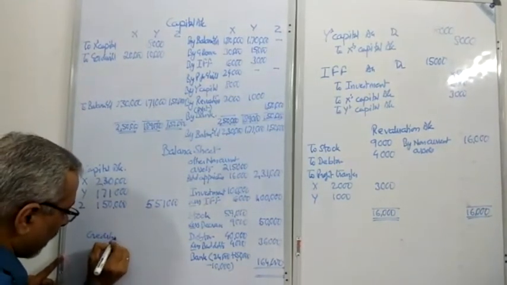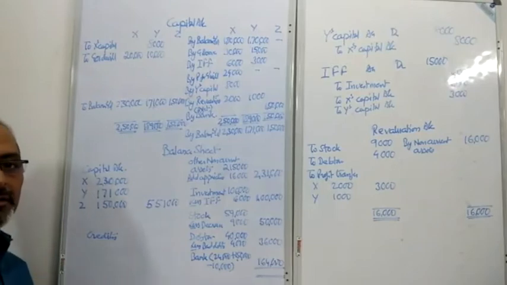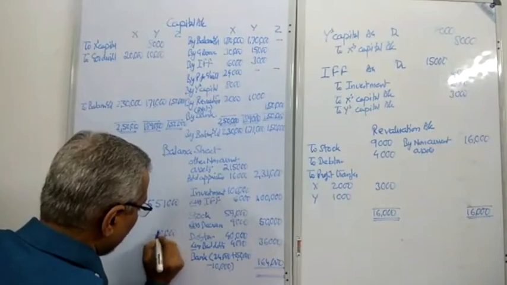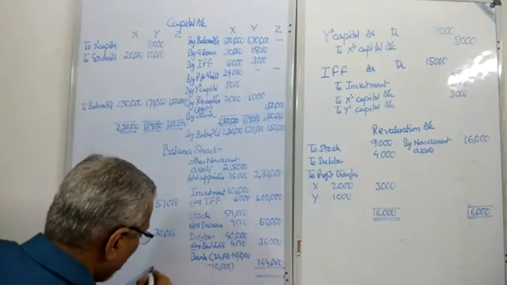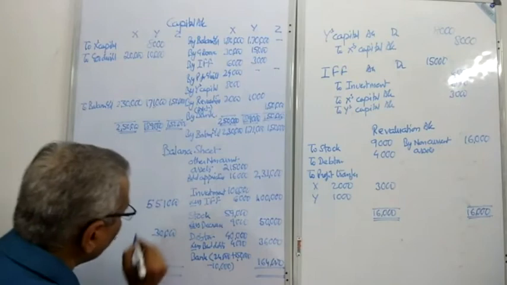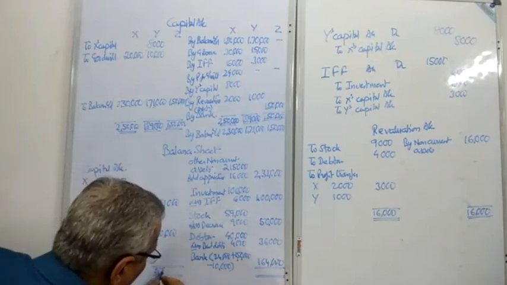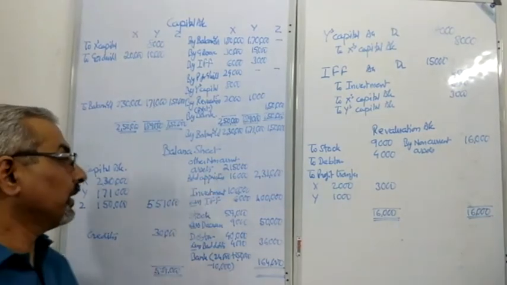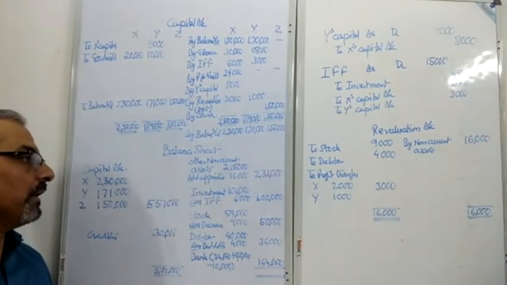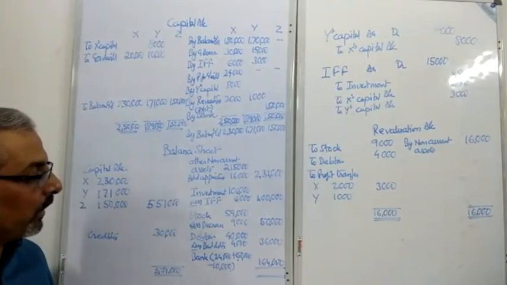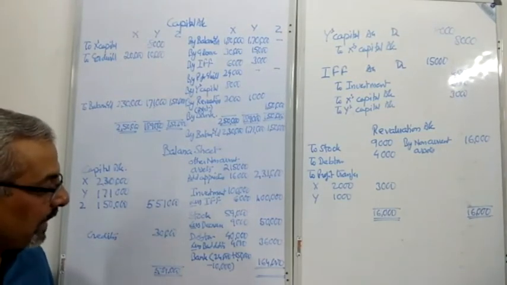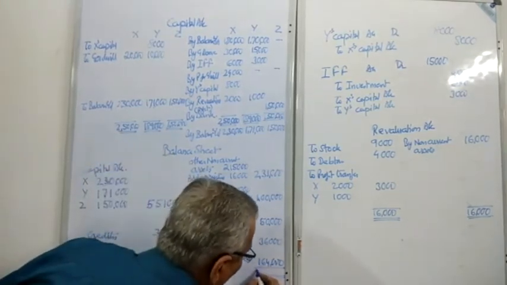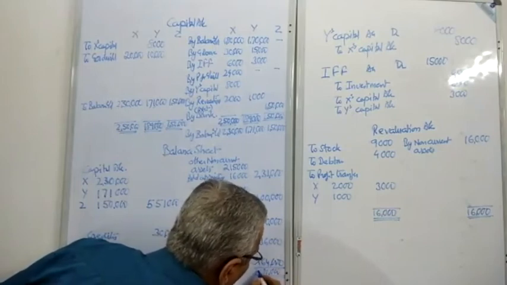And creditors does not have any revaluation. The value of creditors is given to us as 30,000. Now, if we add up the liability side, we get 5,81,000. Repeat again, we get 5,81,000. Now let us see the total in the asset side. 2,31,000 plus 1 lakh is 3,31,000 plus 50,000 is 3,81,000. 3,81,000 plus 2 lakh gives us 5,81,000. So the balance sheet tally is at 5,81,000.